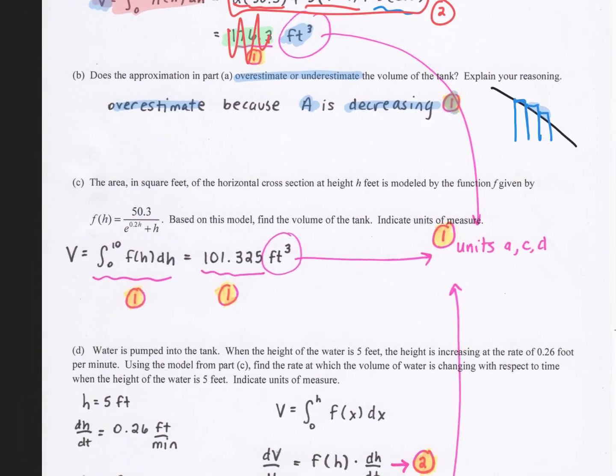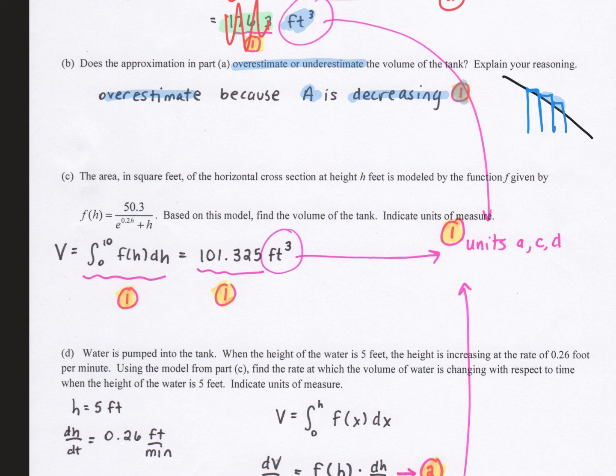In part C, I'm given a function f of h that represents the area of a horizontal cross-section. And again, we know in order to find the volume, we integrate that cross-sectional area. So I'm going to set up this integral, which is going to earn you 1 point to do. And since this is a calculator question, you're just going to type that into your calculator and come up with this answer, 101.325. Make sure you go 3 decimal places out. And that's going to earn you a 2nd point in part C.